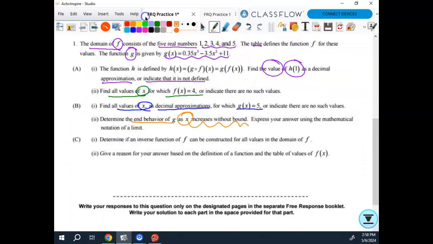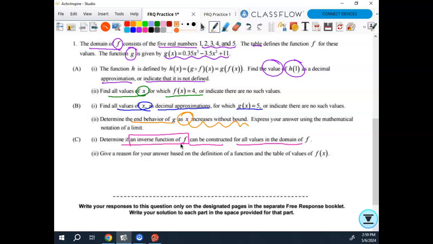All right, 1C. This says to determine if an inverse function of f can be constructed for all values of the domain of f. Remember, this is just asking you, can it be constructed? Now, this is worded much better than the other one. Determine if an inverse function of f, meaning if I take the inverse, is that a function? So there's no reason to leave this blank. The answer is either an inverse function can be constructed or an inverse function cannot be constructed. You have a 50-50 shot here.